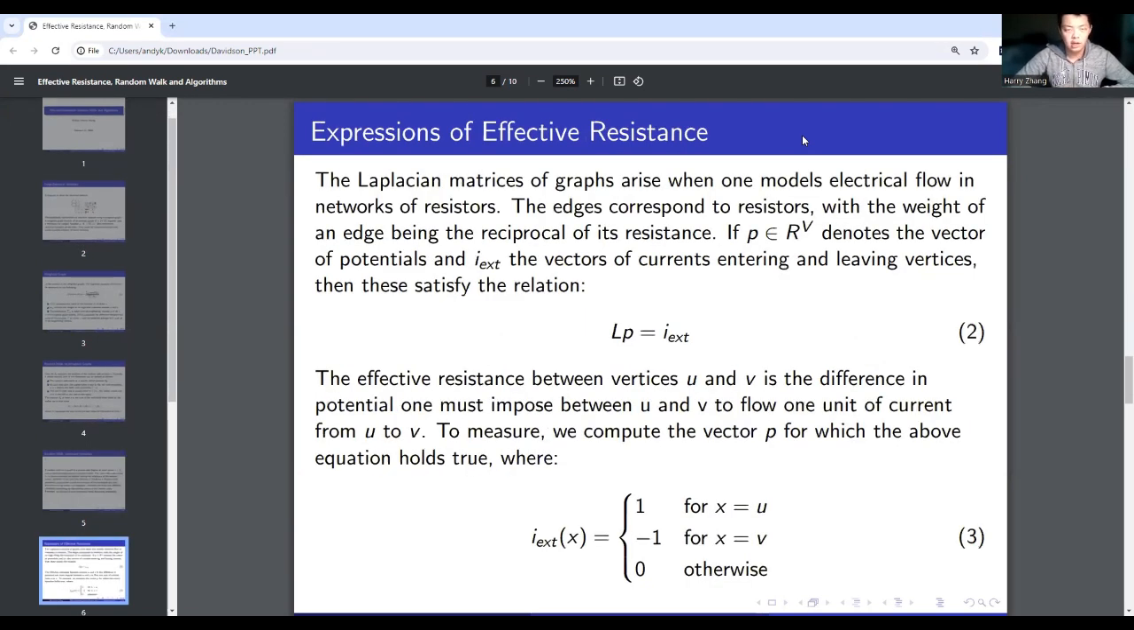Effective resistance. The Laplacian matrices of graphs arise when one models electrical flow in networks of resistors. The edges correspond to resistors, with the weight of an edge being the reciprocal of its resistance. If P denotes the vector of potentials and I the vector of currents entering and leaving vertices, then these satisfy the relation LP is equal to I. The effective resistance between vertices U and V is the difference in potential one must impose between U and V to flow 1 unit of current from U to V. That's clearly defined in the definition below.